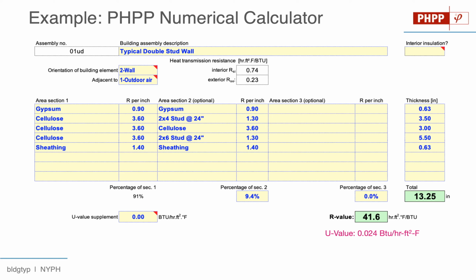But the way it's going to do it in the background is going to be exactly the method that we just saw. It's going to do it using the parallel path method and the isothermal plane method, and it's going to average the results between the two in order to yield to us a total R value for quite complex assemblies. We can model reasonably complex assemblies within these numerical calculators or numerical constructors. So we will see, and we will execute several of these for our example building moving forward into the next section. So we'll see this in quite a bit of depth moving forward. But this is what's happening in the background. This is what the PHPP is doing.